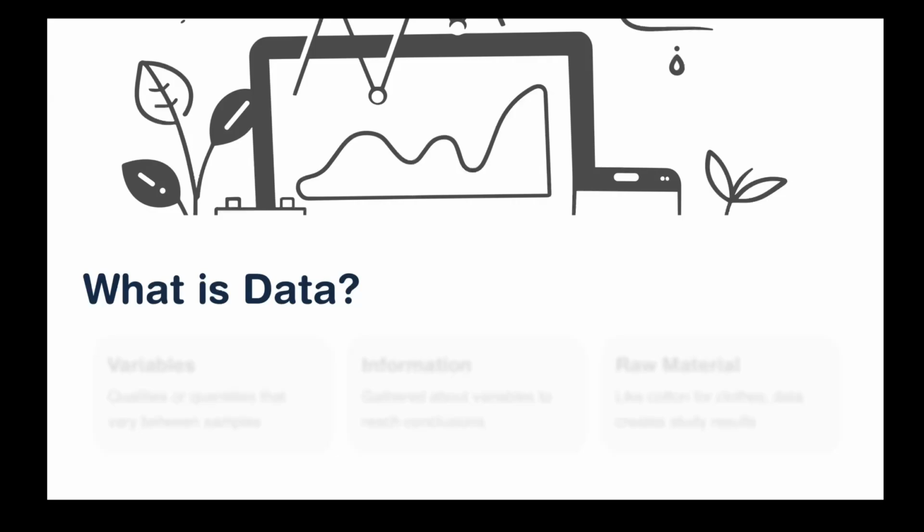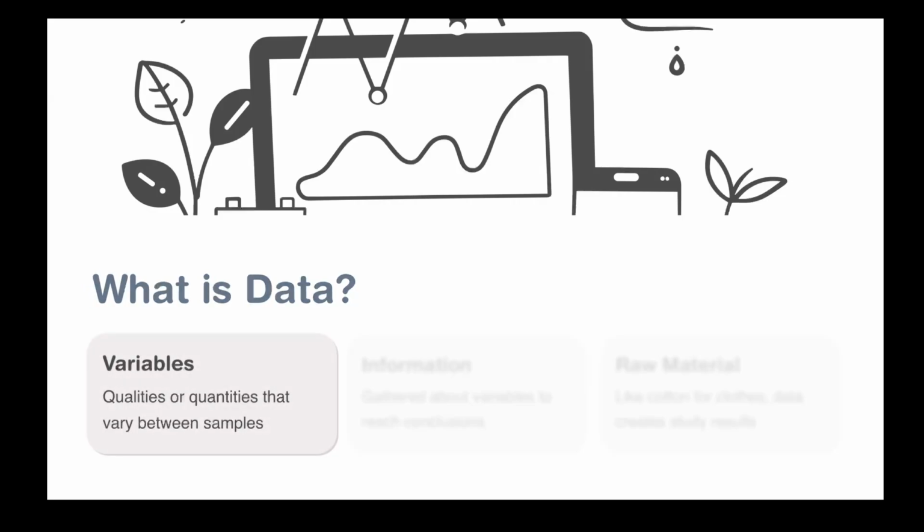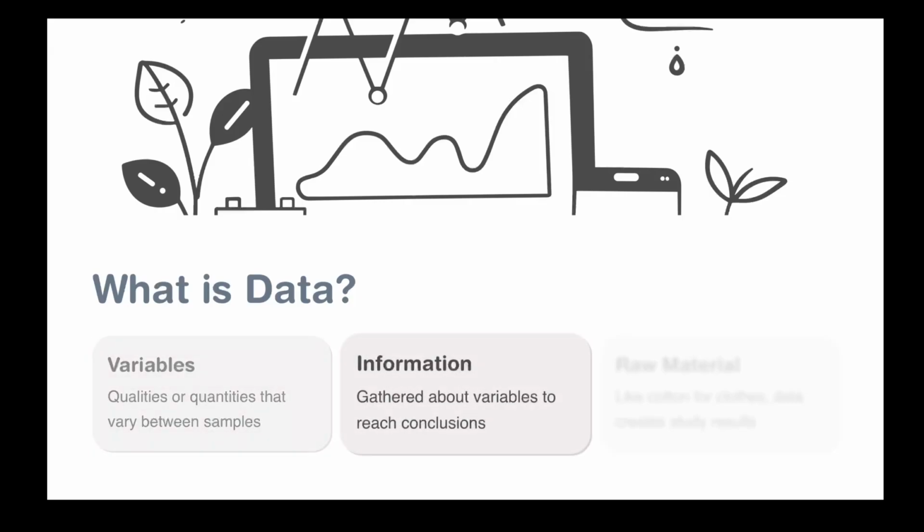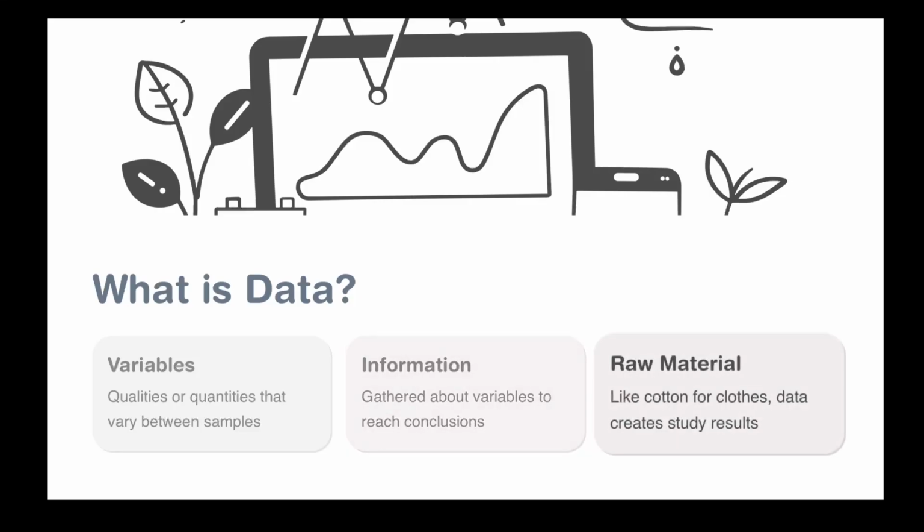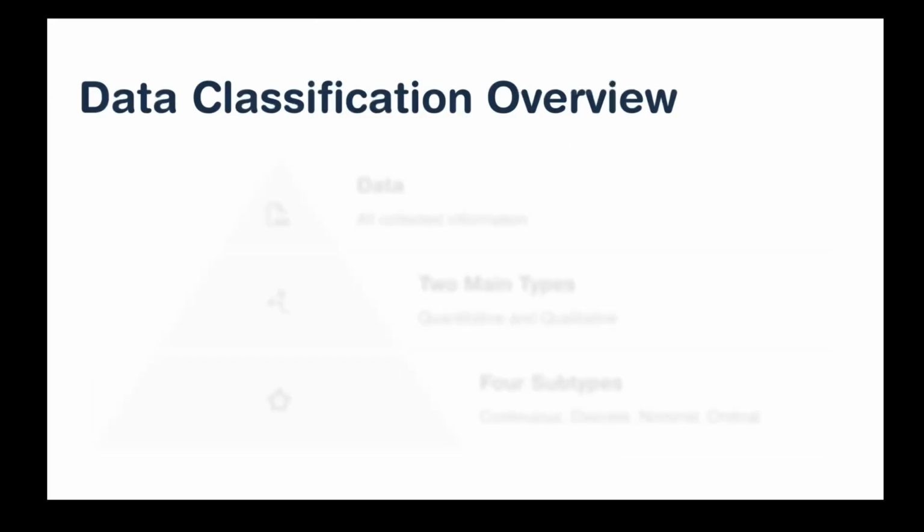Data is filled with variables. It could be qualitative or quantitative, and it varies between samples. And what is data other than the variables? It's information gathered about the variables, and we need to reach a conclusion after gathering it. For example, cotton is a raw material for clothes. Data creates study results, so the interpretation of proper data is required for understanding the studies.